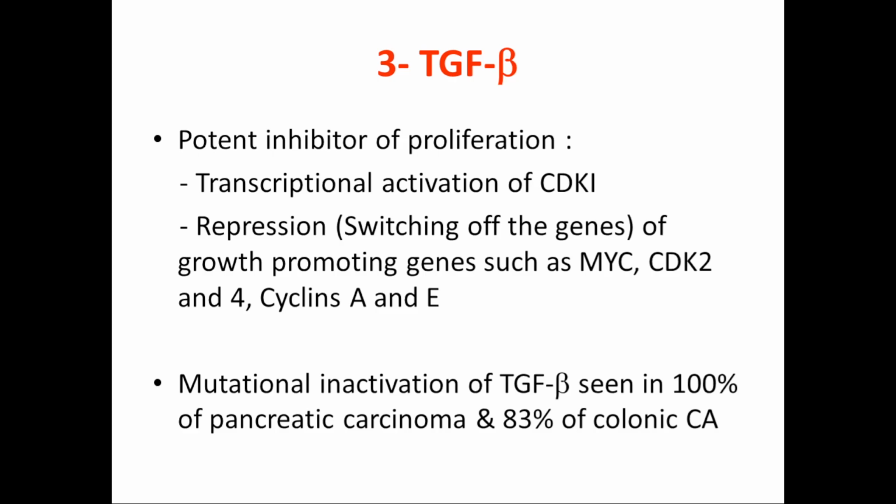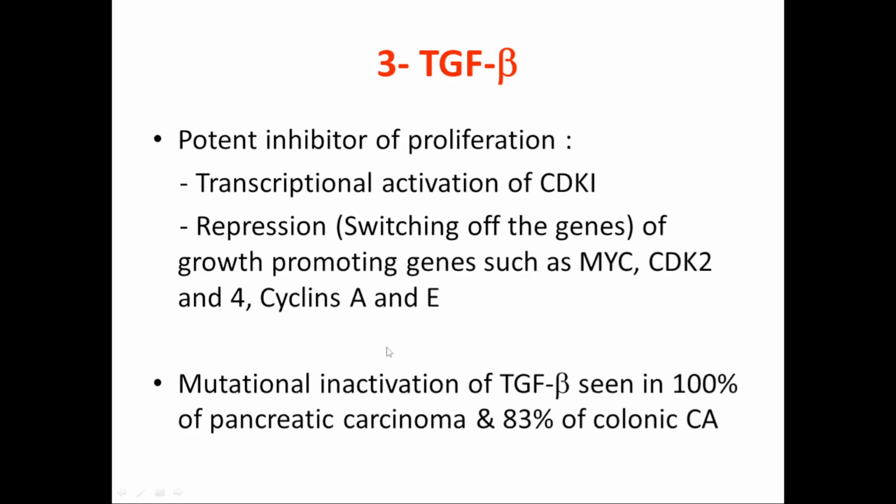The third tumor suppressor gene is transforming growth factor beta, and its action is mainly on the activation of the cyclin-dependent kinase inhibitors, and it leads to switching off of the genes that express the oncogenes that produce growth factors, like MYC and cyclin-dependent kinase 2, cyclins A and E.